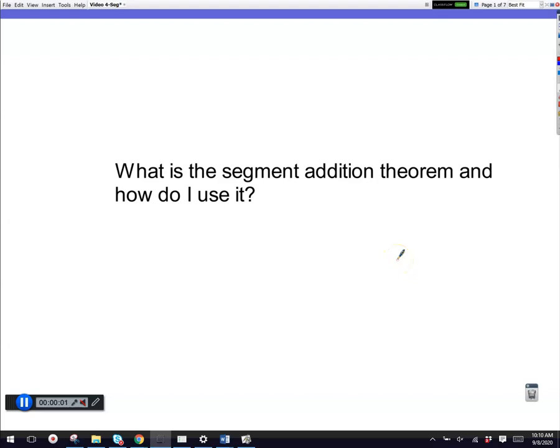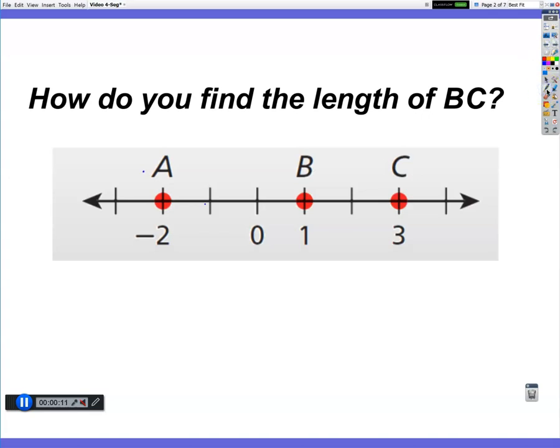So in this video, we're going to be discussing what is the segment addition theorem and how do we use it. So let's first talk about how do we find the length of BC on this number line. Basically, you can count, or if you know that C is on 3 and B is on 1, you can just subtract 3 minus 1 and you have 2. So the length of BC is 2.